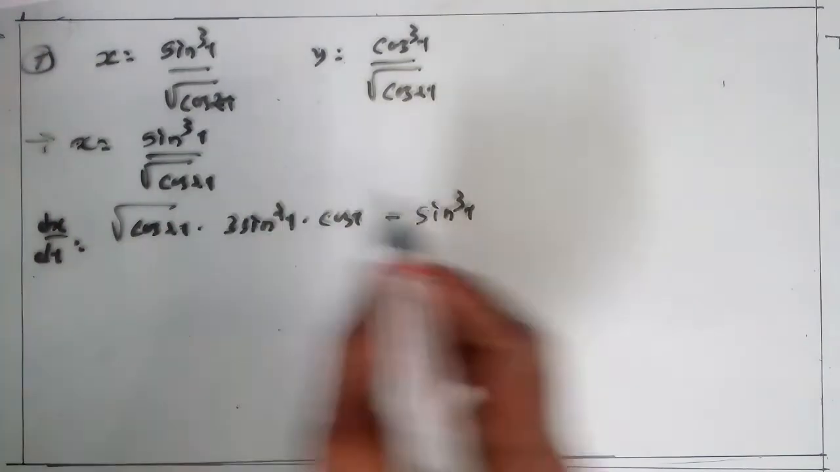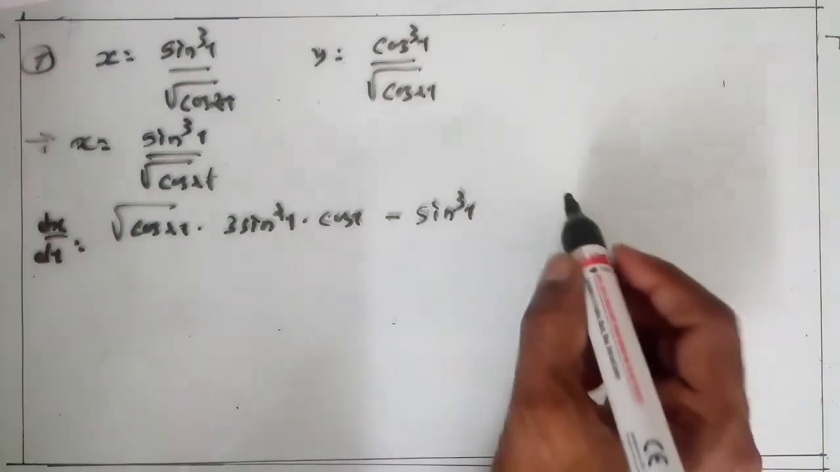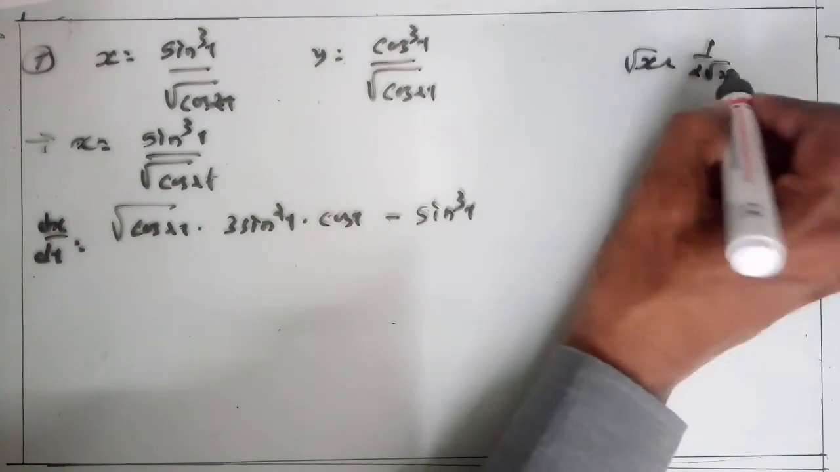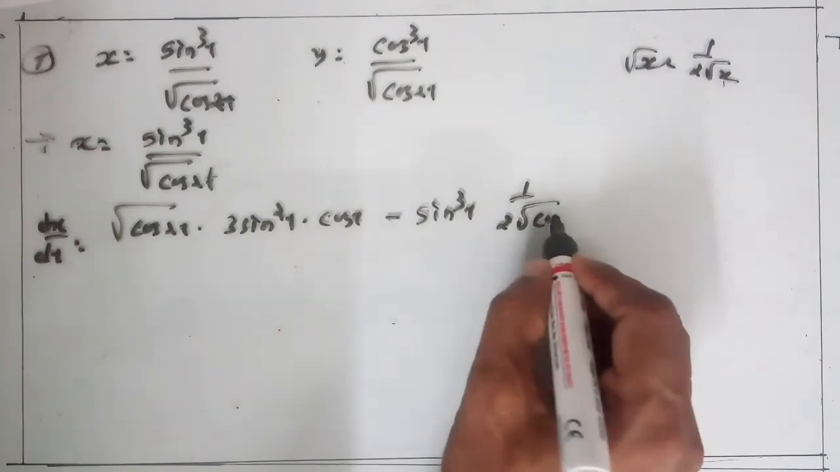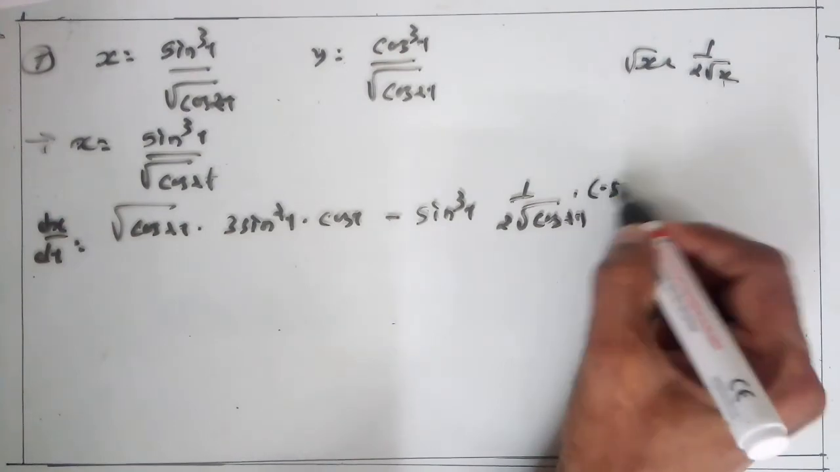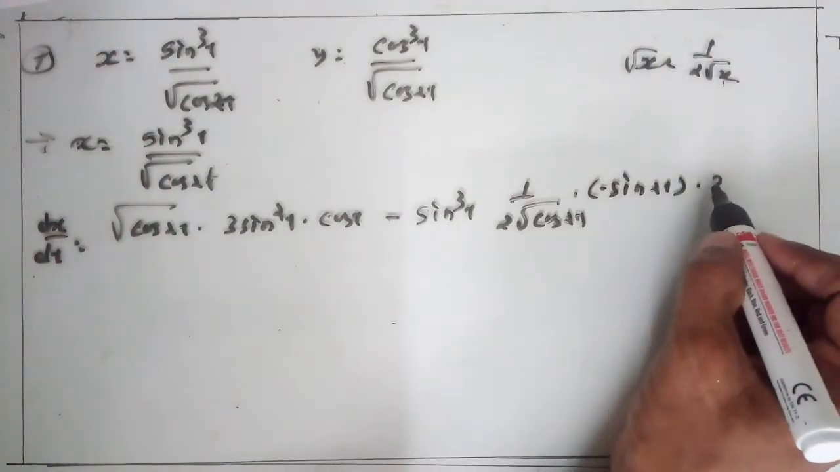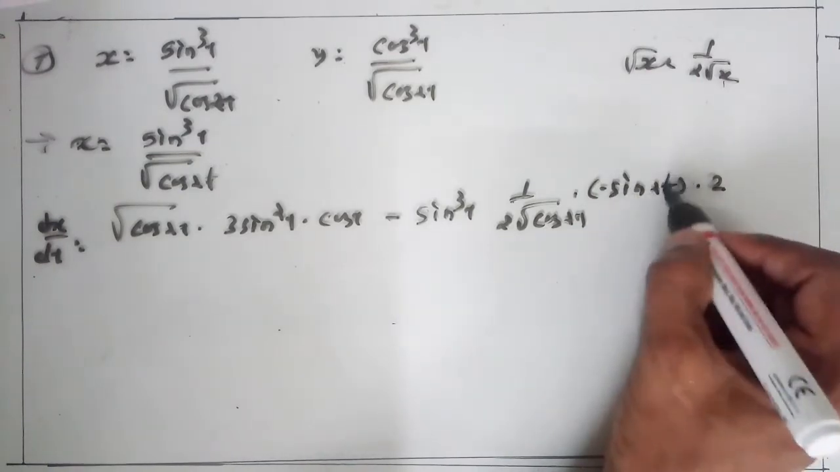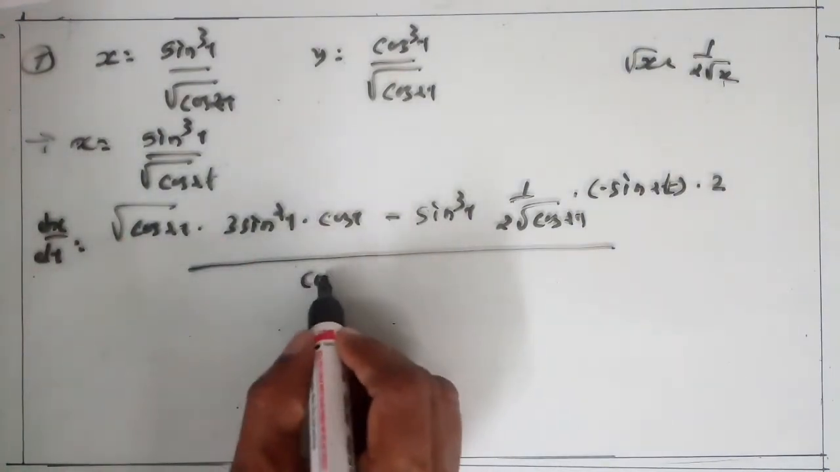numerator upon the derivative of the denominator. The derivative of root cos 2t: you know that the derivative of root x is equal to 1 upon 2 root x. So the derivative of root of cos 2t is equal to 1 upon 2 root cos 2t into the derivative of cos 2t, which is minus sin 2t into the derivative of 2t, which is 2 into the derivative of t with respect to t, which is 1. Clear? So sin 2t into 2 upon the square of this, so cos 2t.